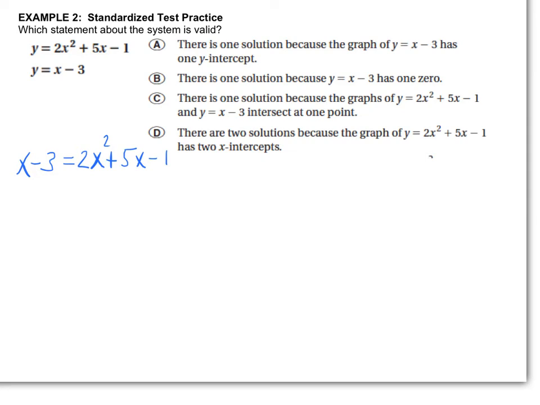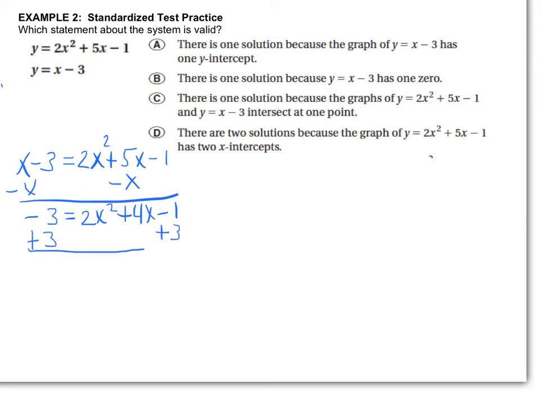So here we go, we have the x minus 3 on one side. So I'm going to first bring the x over by subtracting x. That's going to give me a negative 3. I'm then going to add 3 to both sides. And I get my 0 on one side, 2x squared plus 4x plus 2.